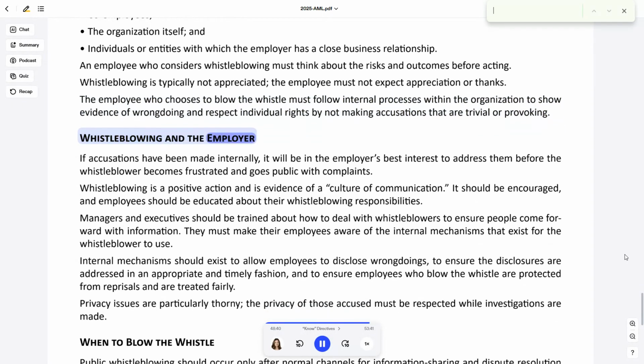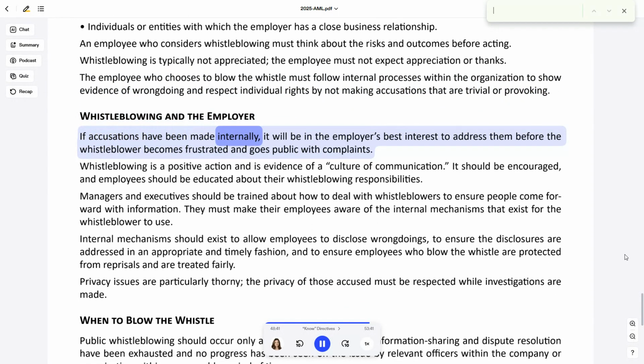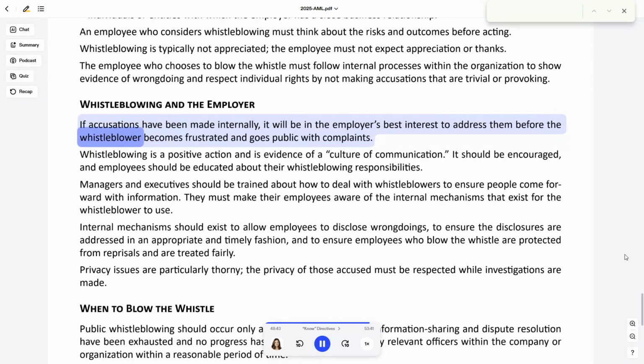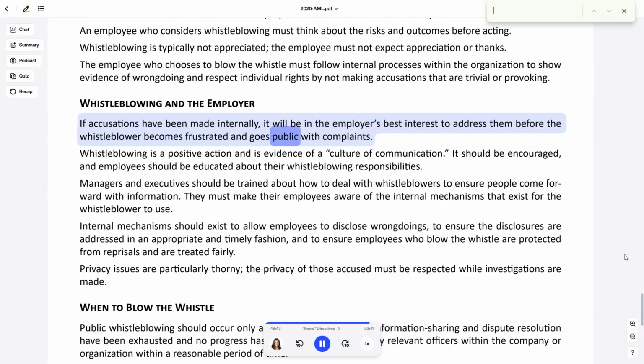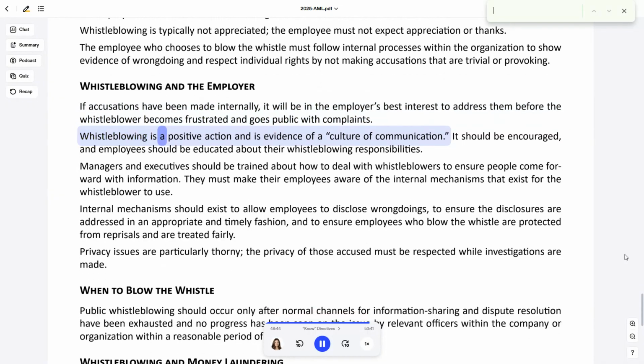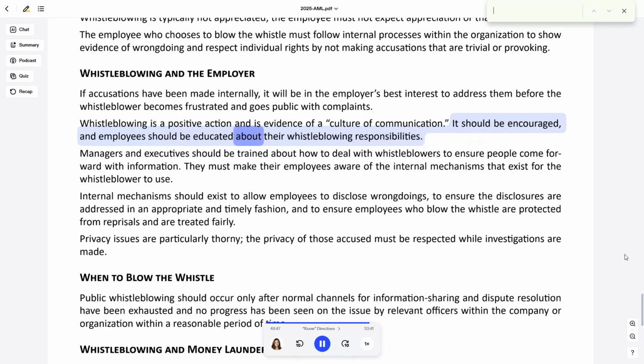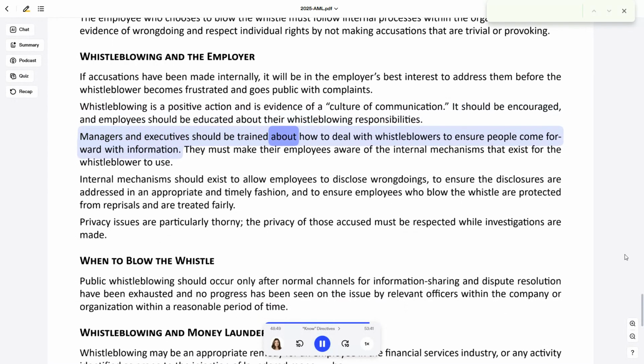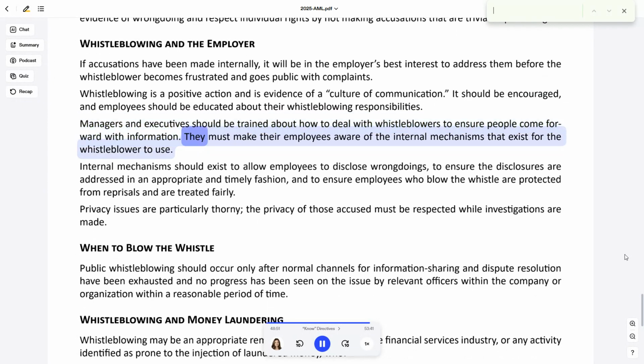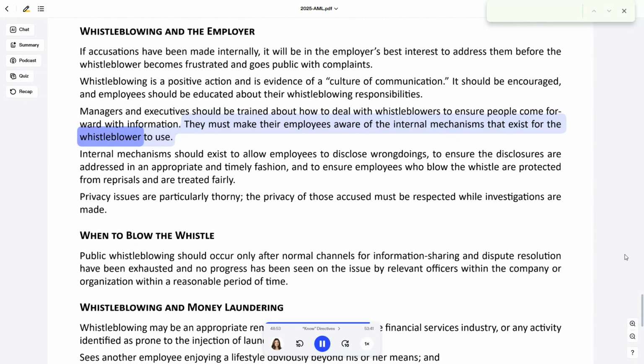Whistleblowing and the employer. If accusations have been made internally, it will be in the employer's best interest to address them before the whistleblower becomes frustrated and goes public with complaints. Whistleblowing is a positive action and is evidence of a culture of communication. It should be encouraged, and employees should be educated about their whistleblowing responsibilities. Managers and executives should be trained about how to deal with whistleblowers to ensure people come forward with information. They must make their employees aware of the internal mechanisms that exist for the whistleblower to use.